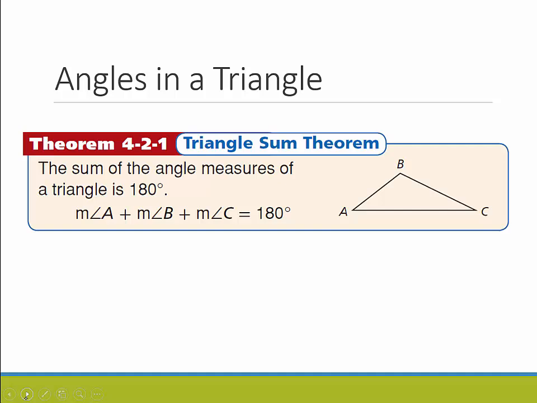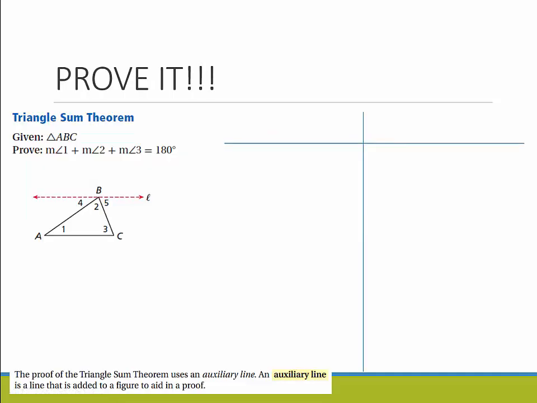So here's the first theorem. The triangle sum theorem says that the sum of the angle measures in a triangle has to be 180. So the measure of each of these added up needs to total 180 degrees every single time for every single triangle. So let's prove it.